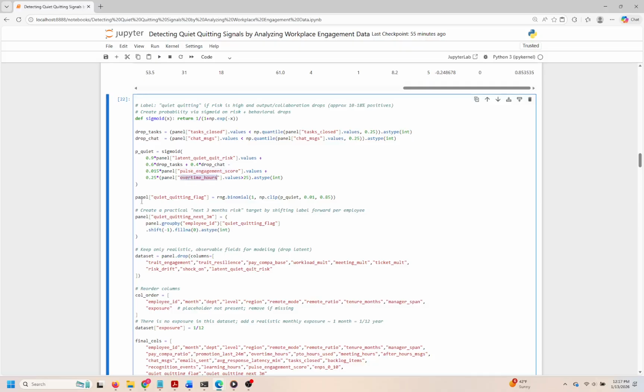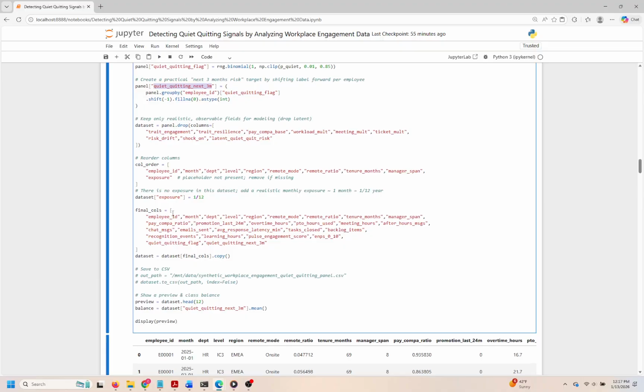Our next step is to create a forward-looking target for the next 3 months. This involves shifting the calculated quiet quitting flag, helping us anticipate potential dips in performance before they manifest. We ensure that our dataset remains practical by filtering out any fields that are not directly observable and could introduce unnecessary complexity. As we refine our dataset, we reorder the columns to enhance logical flow, focusing on variables that are more actionable and relevant for our analysis. Notably, we introduce a realistic exposure variable representing a standard rate over time.